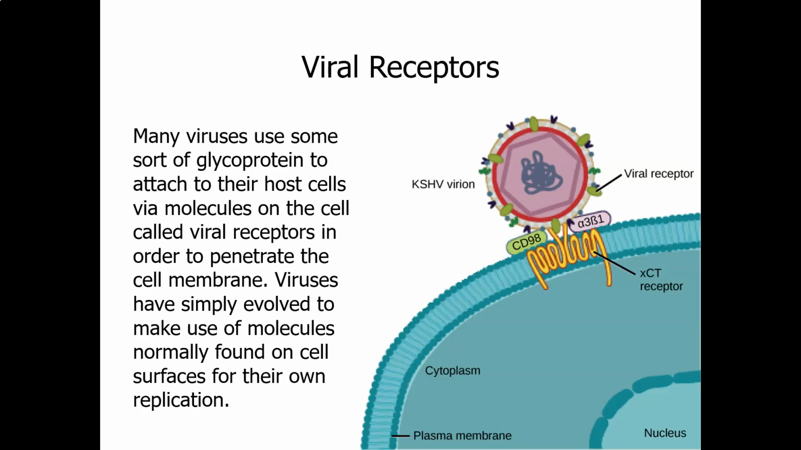Okay, so viral receptors. This is an example of, it says KSHV virion. So this single virus, which we call a virion, is Kaposi sarcoma. It's the one that leads to the dark areas of skin on AIDS patients.